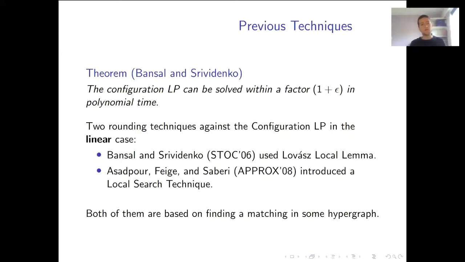But it's still not a problem for Bansal and Sviridenko. They showed that it can be solved with factor 1 plus epsilon in polynomial time because we can find a separation oracle on the dual. And then from there, we have two rounding techniques against the configuration LP in the linear case. Bansal and Sviridenko used a rounding based on the Lovász Local Lemma. And there was another very successful technique introduced by Asadpour, Feige and Saberi in 2008, which is based on local search. Both of them are based on finding a matching in some hypergraph.